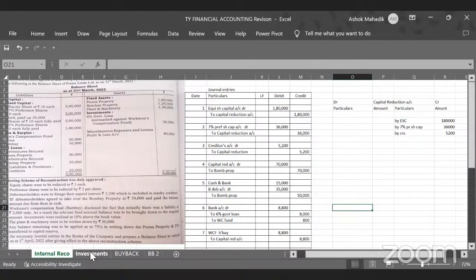Okay. Now investment accounting. Investment accounting theory questions. Write short notes on right shares and bonus shares. Ex interest and cum interest transactions.